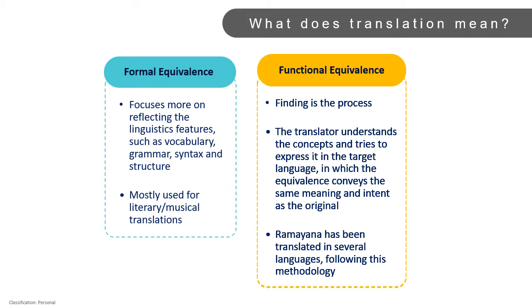When I talk about functional equivalence, it focuses more on finding the meaning. So the translator tries to understand the concept and then they try to translate it into the target language. For example, Ramayana has been translated into several languages. And still, if you read Ramayana either of Kamban or of Tulsidas, the content or the meaning remains the same. That's the beauty. So that's more of functional equivalence in translation.